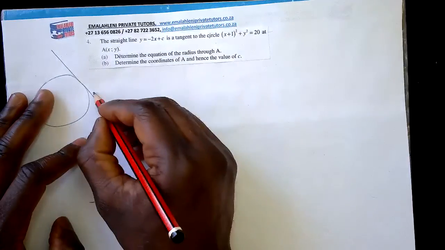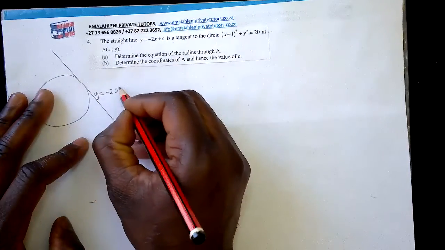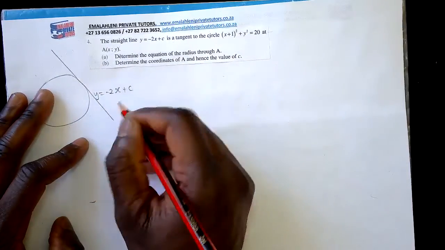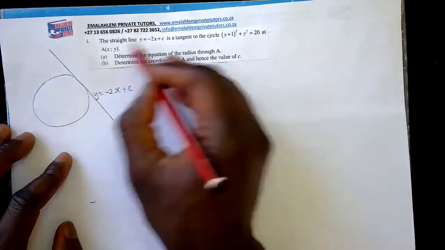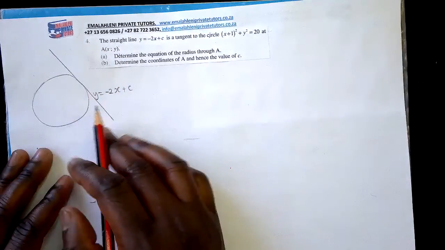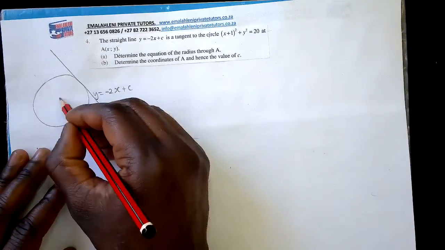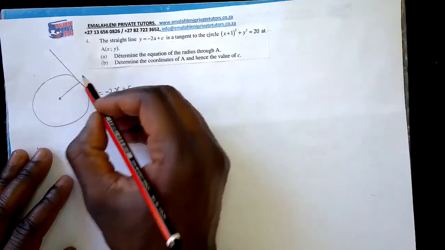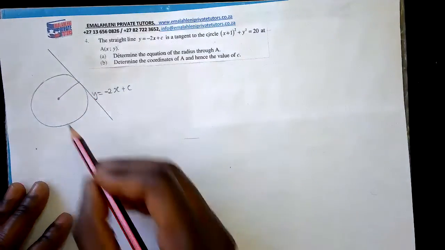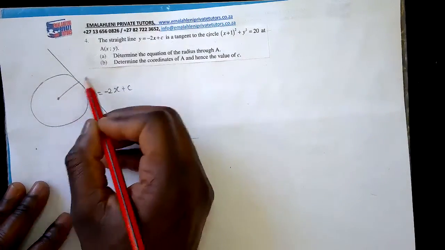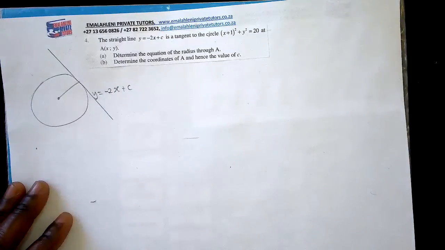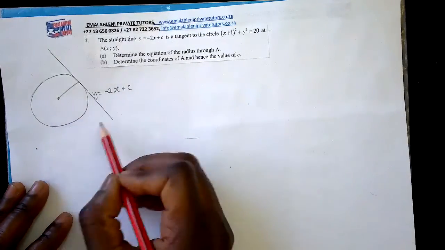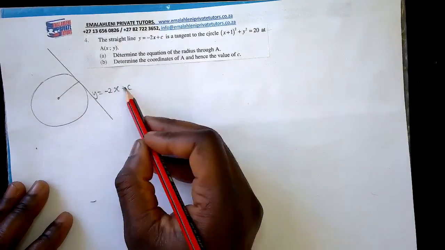So this tangent is, let's say, y equals negative 2x plus c. The negative is showing us that it is downhill. When it was positive here, it was supposed to be like this. Okay, that's why I had to change it. Then from this point here to the center, we are asked to find the equation of our radius.